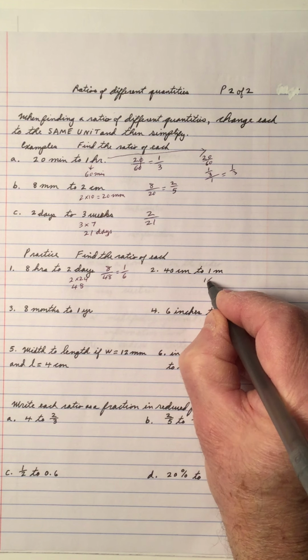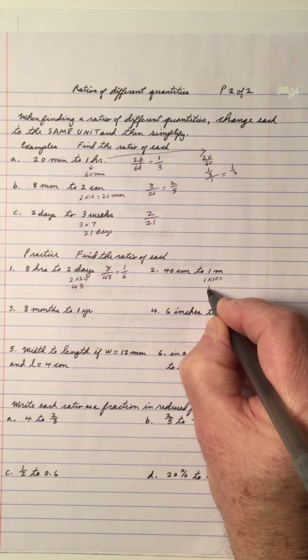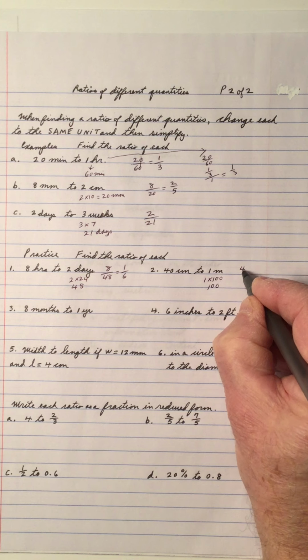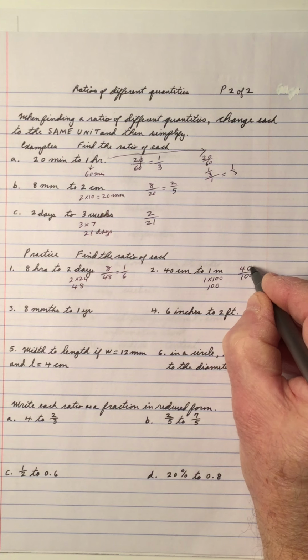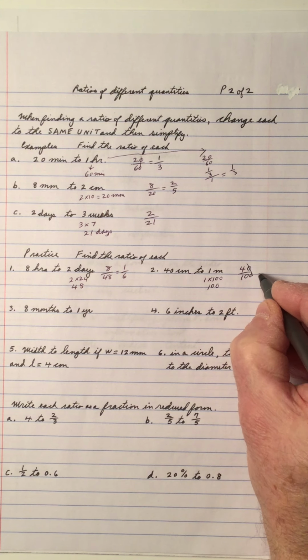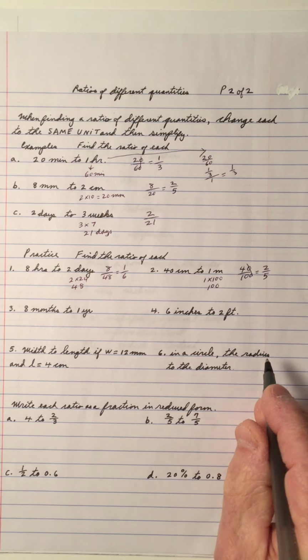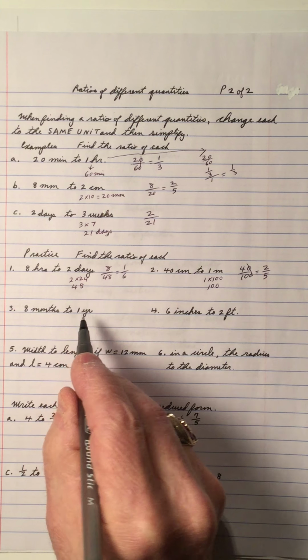2 millimeters to meters. 1 meter has 100 centimeters. Therefore, the ratio is 40 to 100. Divide by 10, which means I can cancel my zeros. 2 into 4 goes 2. 2 into 10 goes 5. So that's 2/5.